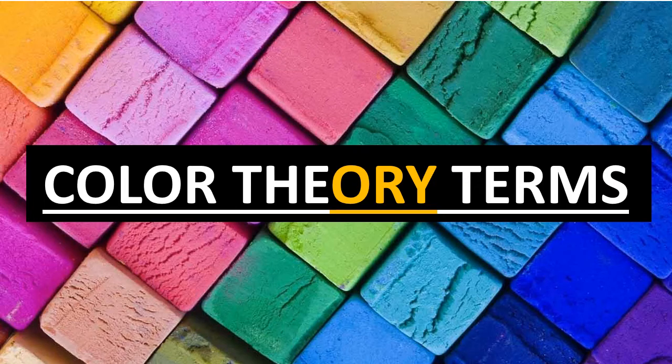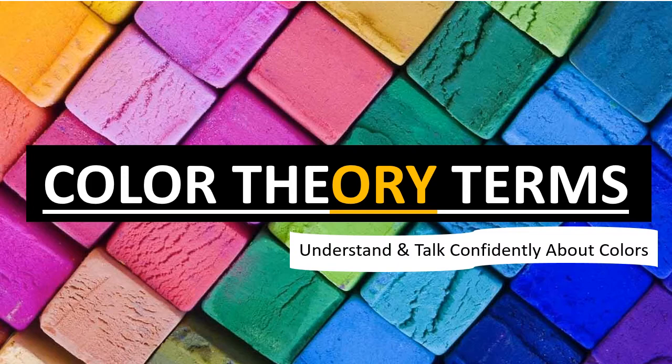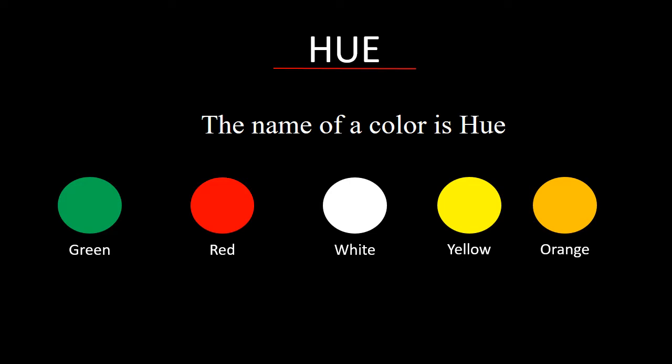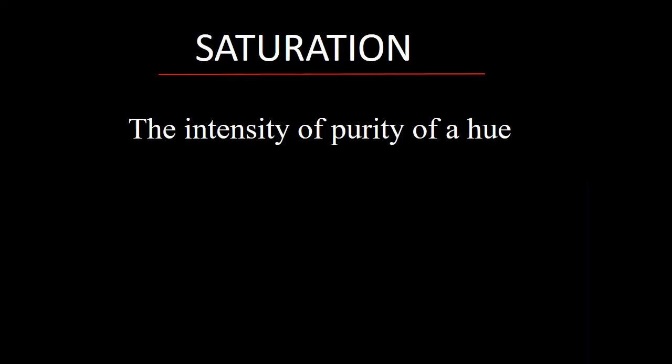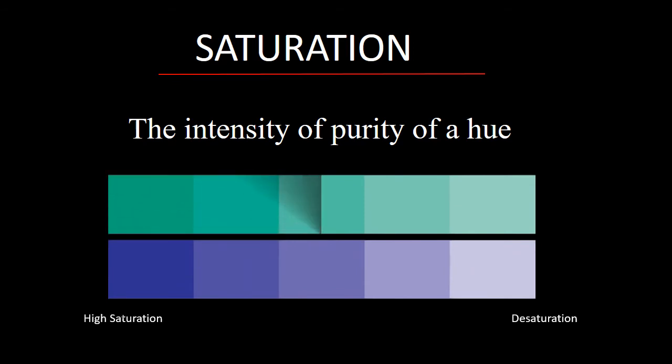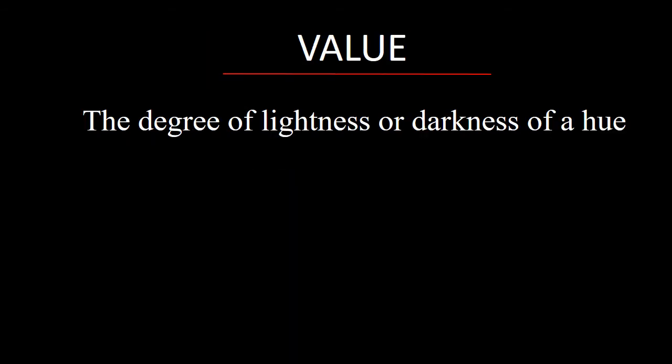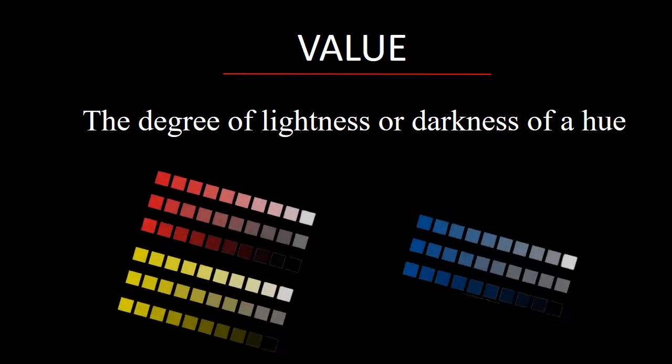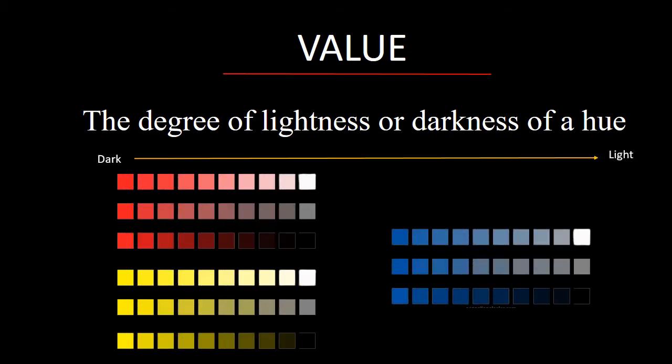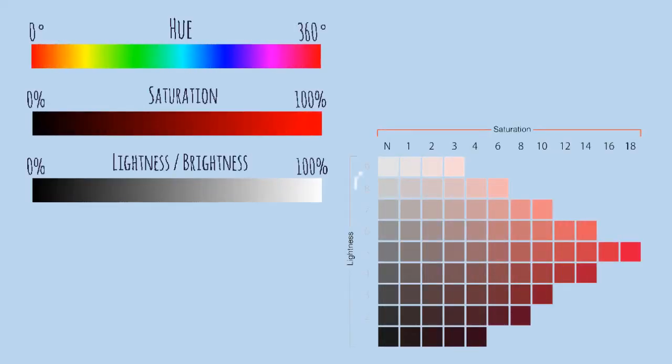Now let's look at color theory terms. The name of a color is known as hue. The intensity or purity of a hue is known as saturation. The degree of lightness and darkness of a hue is known as value. Here you can see the difference between hue, saturation and value.